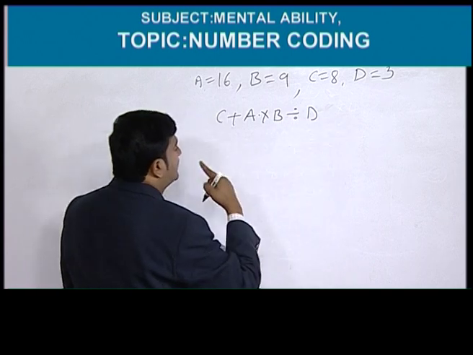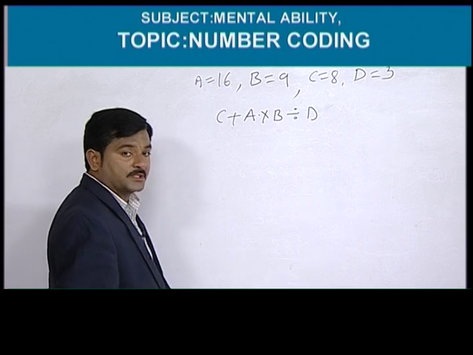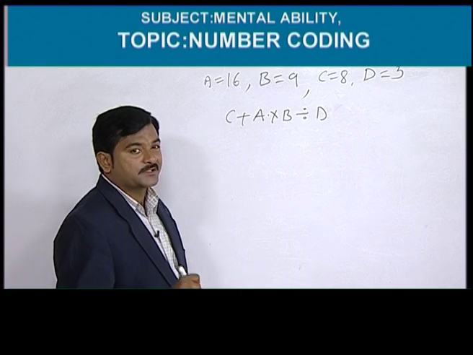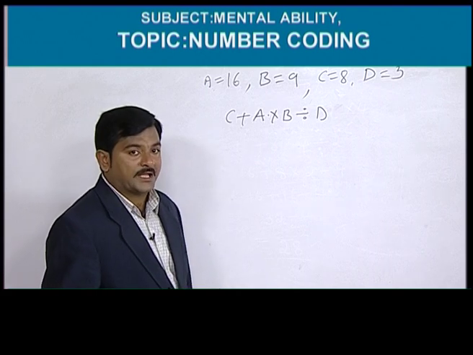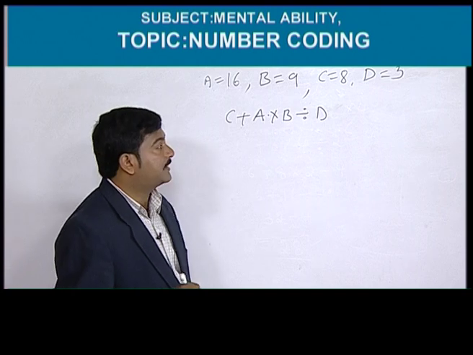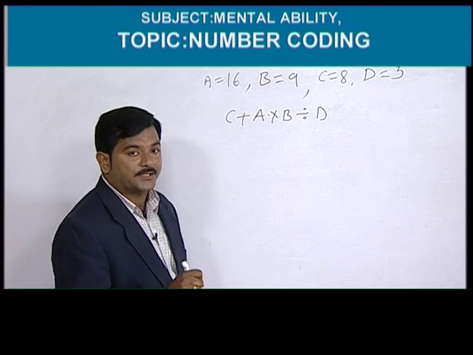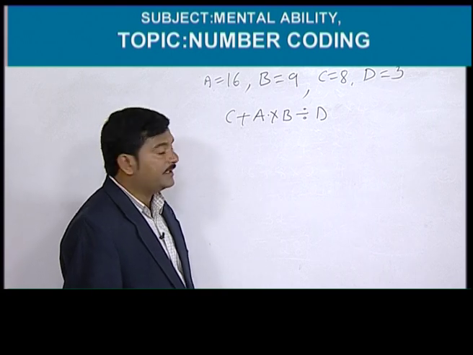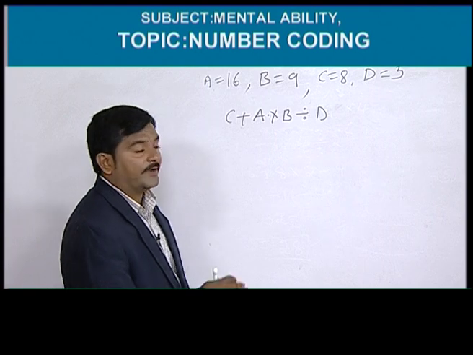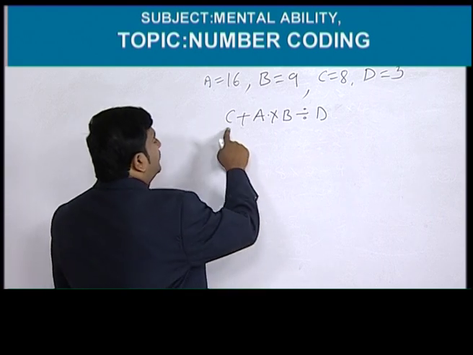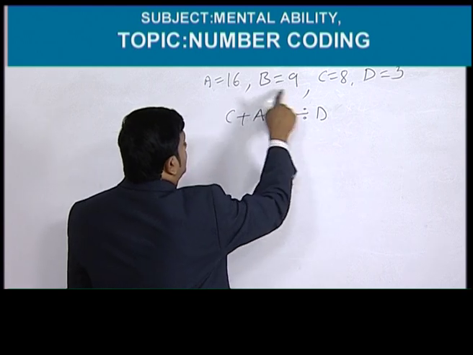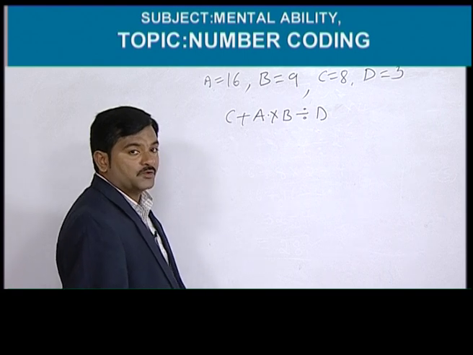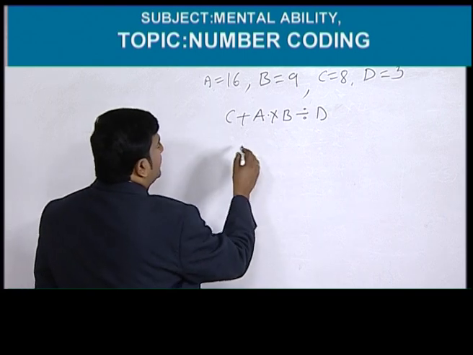He asked to find the value of this. In a certain code language, A means 16, B means 9, C means 8, and finally D means 3. Then find the value of C plus A into B divided by D. Now instead of these alphabets, numerical values are assigned. Now we have to take the corresponding numerical values. What will we get here? C means 8.